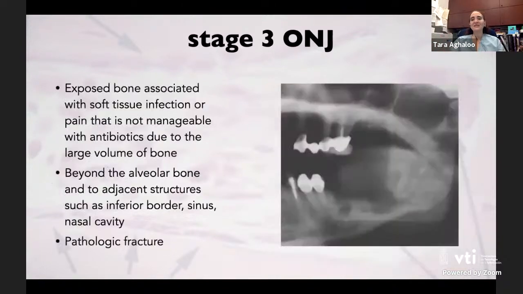And then, of course, stage 3 is even more severe, with extensive exposure and infection or pain that's really not manageable with just antibiotics. And you can see that it's beyond the alveolar bone. You can see that we're at the inferior border of the mandible. This is a patient that has a pathologic fracture. And so certainly these patients are much more severe, and stage 3, fortunately, is a lot less common than stage 1 and 2.